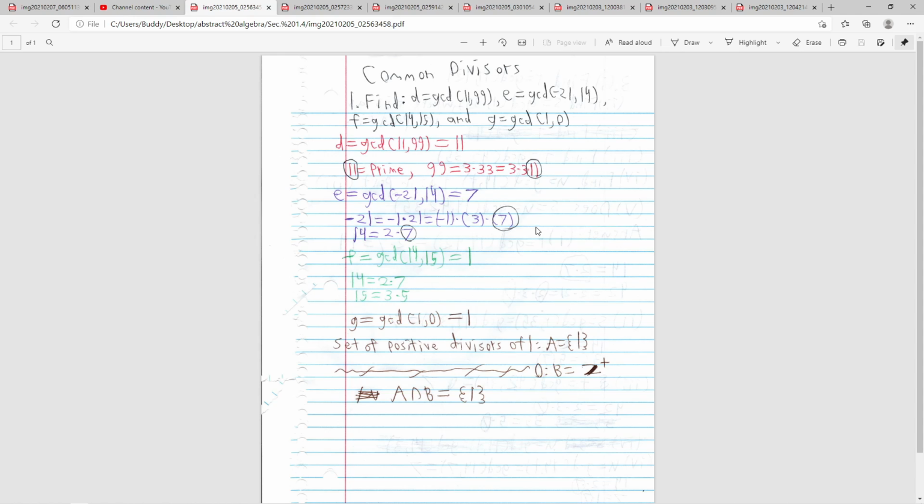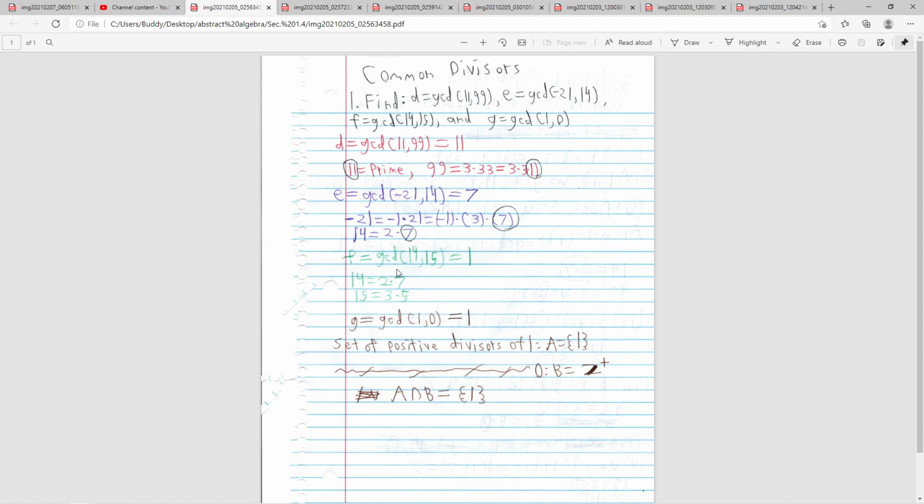Okay, so we have negative 21 and 14. I put negative 1 out there just to make sure we're clear, but it can be represented as negative 1 times 3 times 7. Technically, we're not going to worry about the negative 1 though. 14 is equal to 2 times 7. They have 7 in common, and that works out. So 7 is the GCD, and 11 is the GCD up here, 7 to the 1 power.